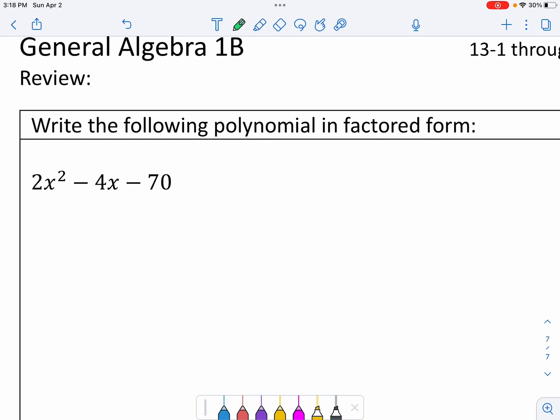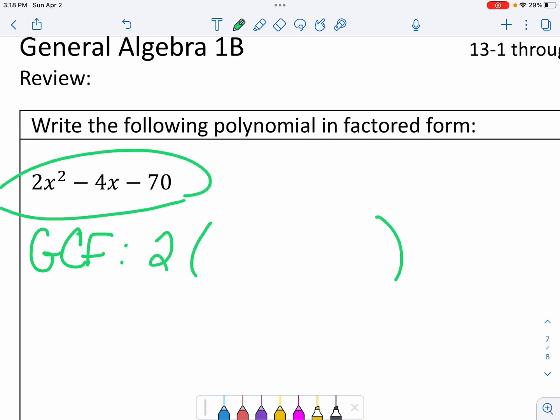Don't you have another problem here? Okay, write the following in factored form. Do you remember the first step? 3 letters. Is it GCF? Yep. What is the GCF there? 2. Okay. Now if we divide everything by 2, what are we going to be left with? x squared minus 2x. Now they might say 1x squared, so we'll put the 1 in there because I don't want them to get confused. Minus 2x, minus 35. So guys, divide by 2, divide by 2, divide by 2.